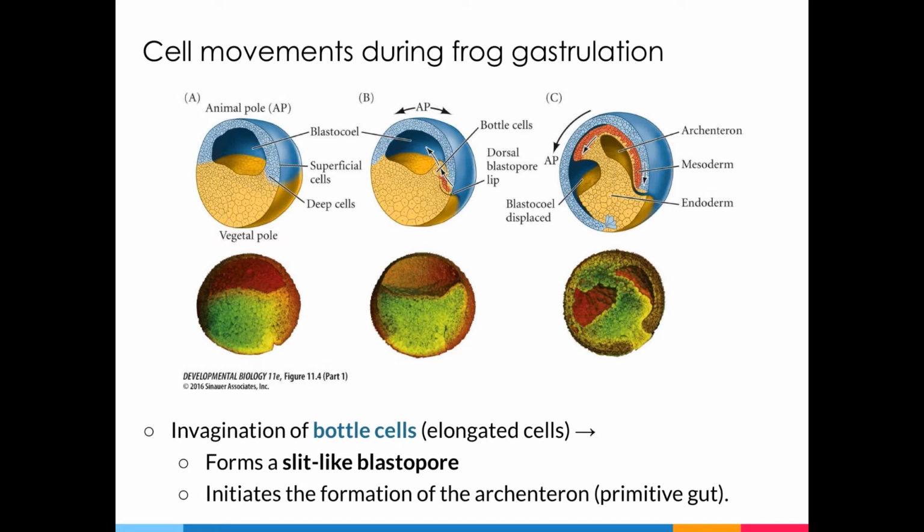Once the marginal zone cells come into contact with the wall of the blastocele, these cells begin to involute into the embryo. They travel along the roof of the blastocele, coming in contact with the cells of the animal hemisphere. The order in which the cells enter into the embryo is determined by a series of early events that are collectively known as the vegetal rotation.